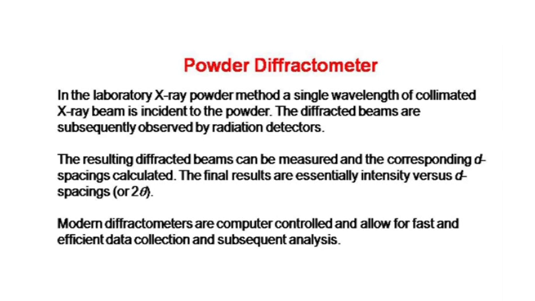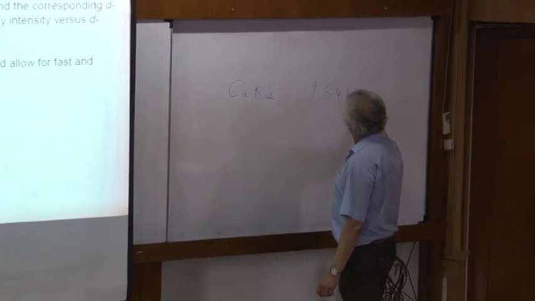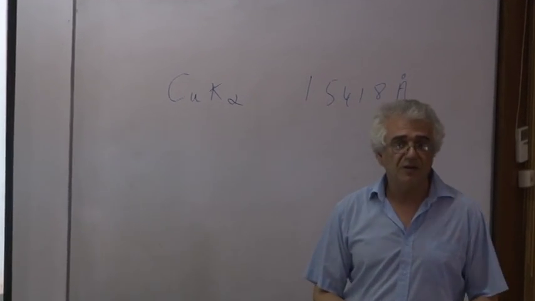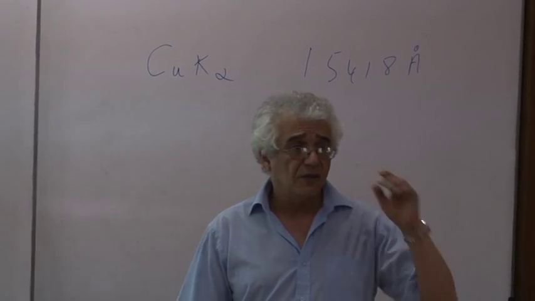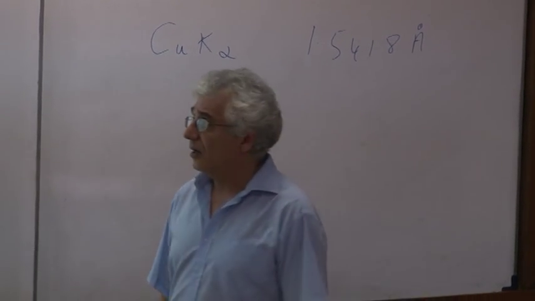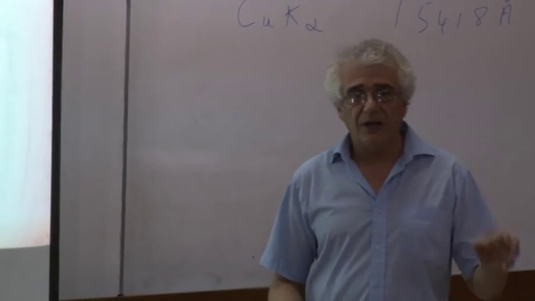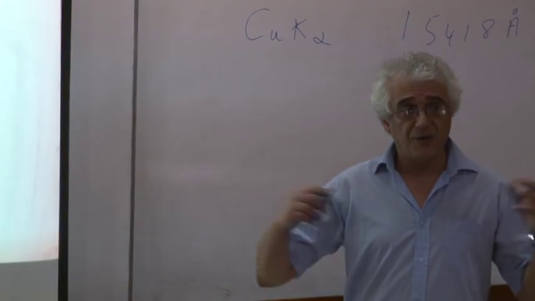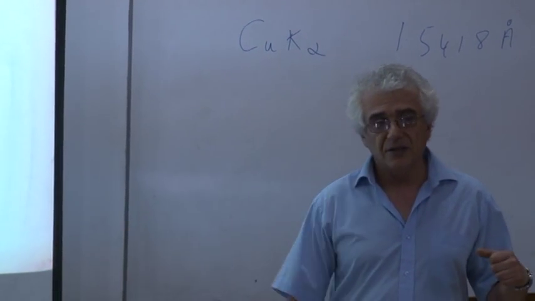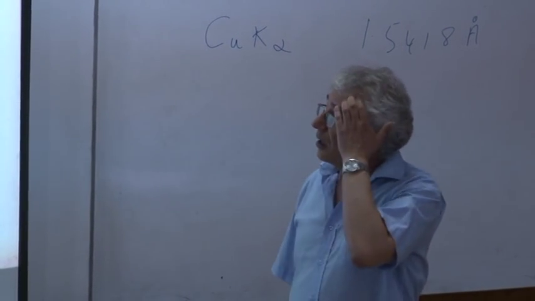So in the laboratory method, we usually have a single wavelength, usually copper K alpha radiation, so that's 1.5418 angstroms, typically for powder diffraction. It doesn't have to be, you can use lots of other wavelengths depending on what you're trying to do. So for example, I have a diffractometer where I have a silver tube, so a different wavelength, because I want to look at different d-spacings in the diffraction patterns.